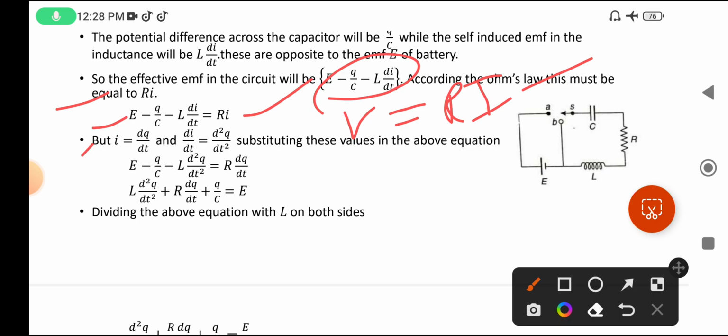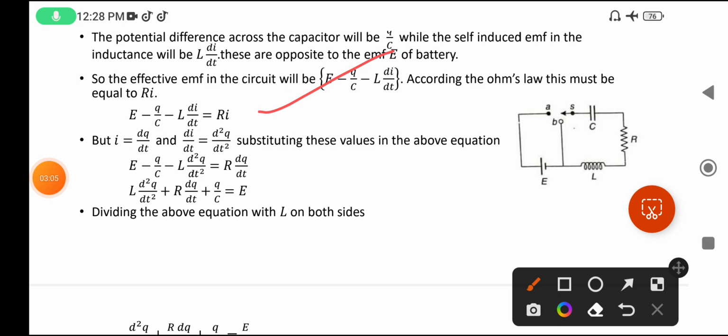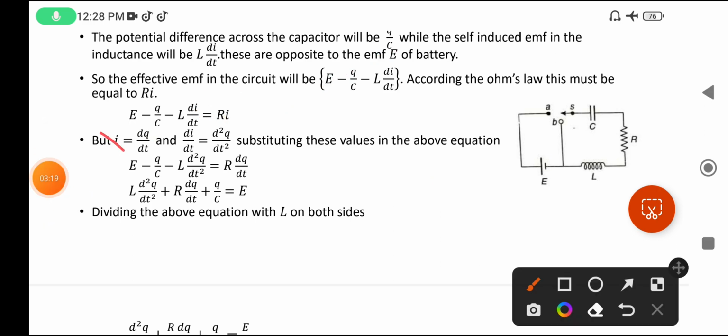But what we have to do here? We have to change the above equation completely in terms of q only. So here you have i and di by dt, so replace them by dq by dt. Why? Current is charge by time. So if you differentiate one time with respect to time, then you can get this one.